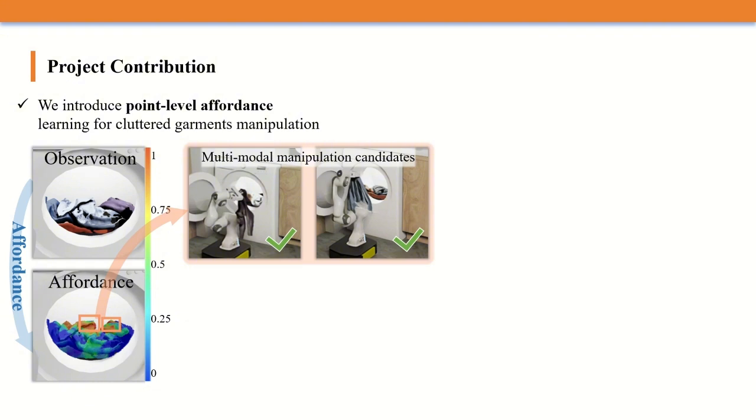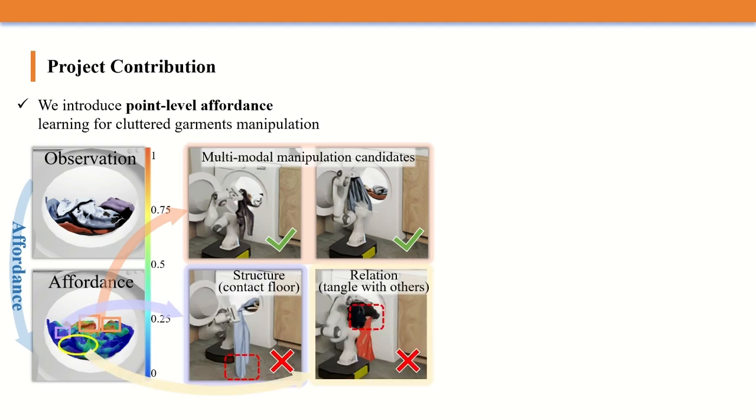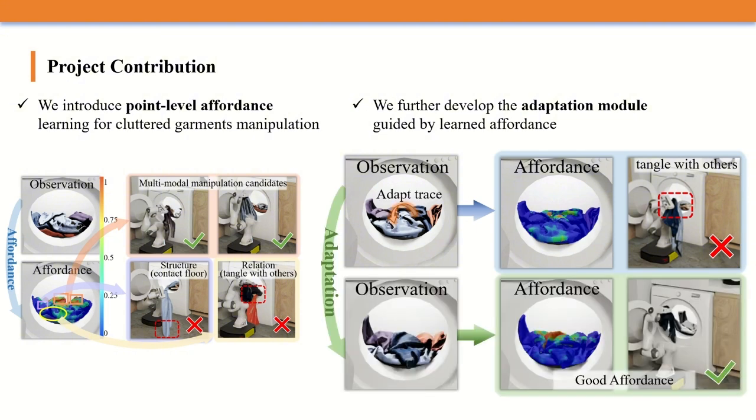Meanwhile, we empower point-level affordance with the awareness of garment structure and relations, respectively preventing the target garment from contacting the floor and dragging out other garments during retrieval, which are the two main failure scenarios in our task. For highly tangled garments with few plausible manipulation points, we further develop the adaptation module guided by learned affordance, which can reorganize the scene so that garments plausible for manipulation will exist.